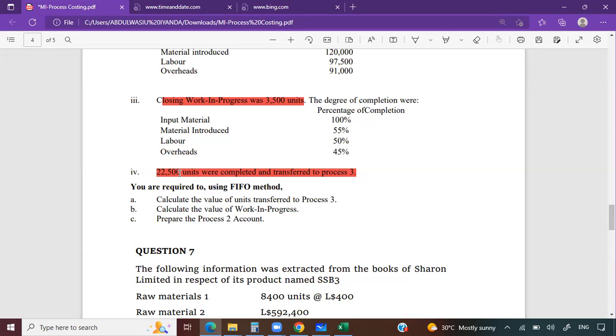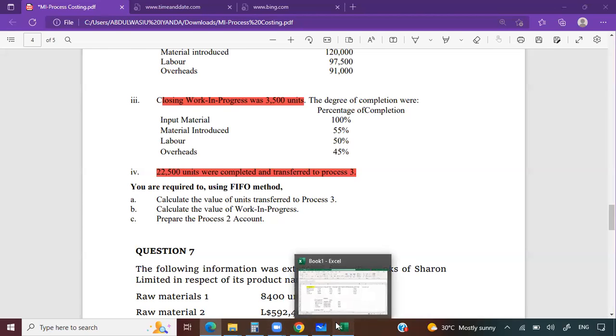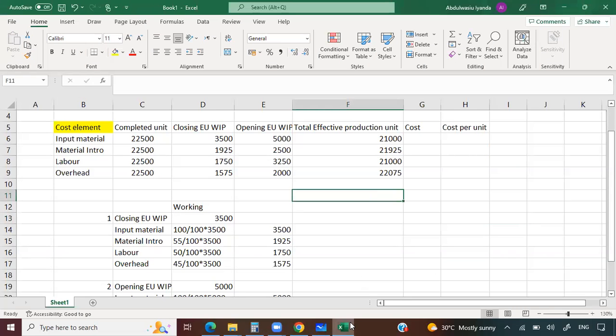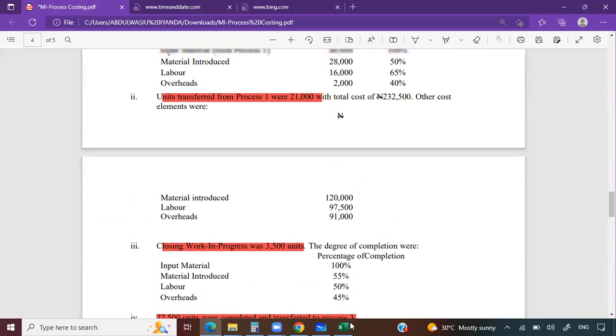Hello, sir. Yes, I can hear you. Can you please explain how you get that total effective unit, sir? All right, I'll do. Madam Solia is also raising her hand. Please go ahead. Do you have any question? Yes, sir. Please, I want to know about the closing and the opening. Are they in units? Yeah, they are units, both in units.